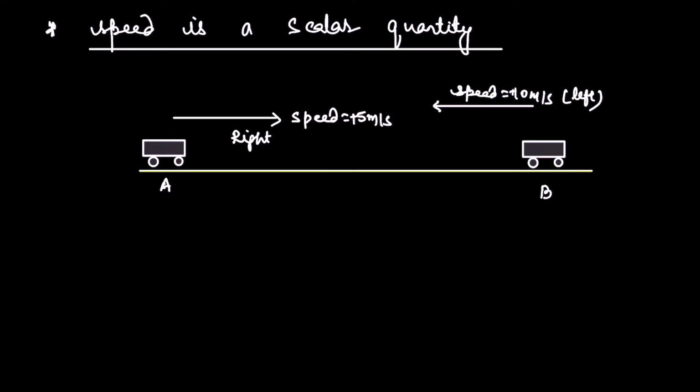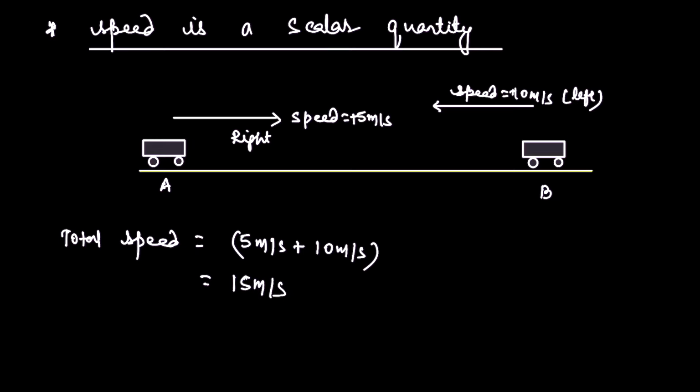But always remember one thing, students generally make this mistake. When they have to find the total speed, they start adding. Total speed is equal to 5 meter per second and 10 meter per second, which is equal to 15 meter per second. It is wrong. What can we do? We always have to stick with our formula. Speed formula is total distance by total time.